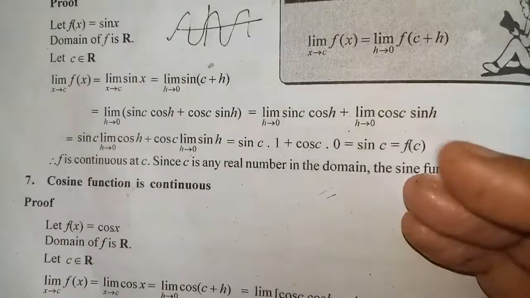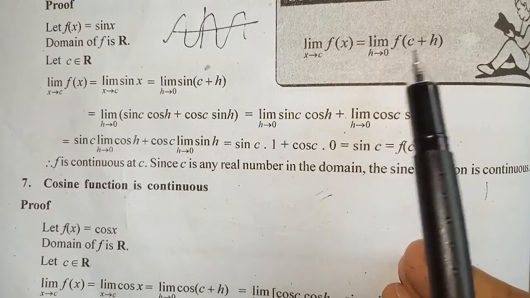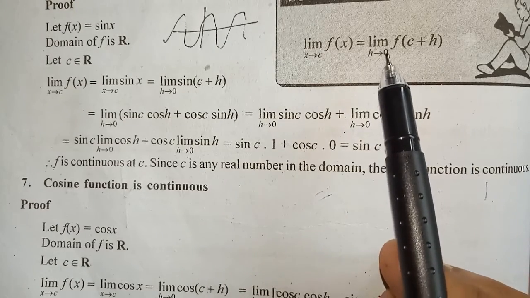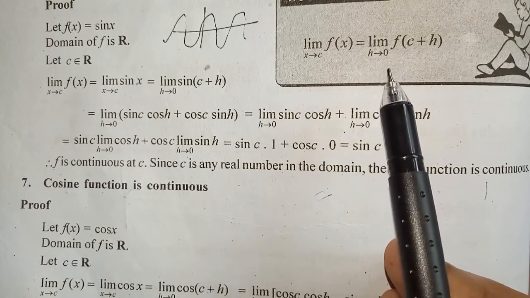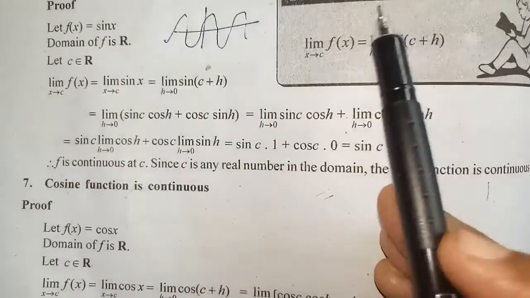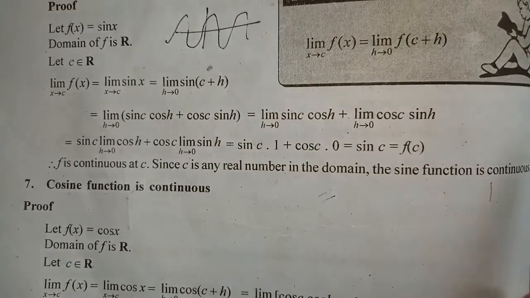Okay. See why I made a substitution x equal to c plus h? Because if I choose h sufficiently small, say 0.0001, then what will happen? Your f of x will become f of c.